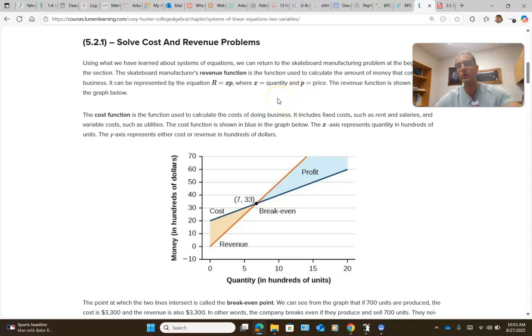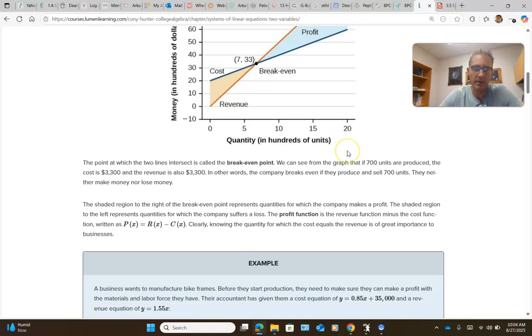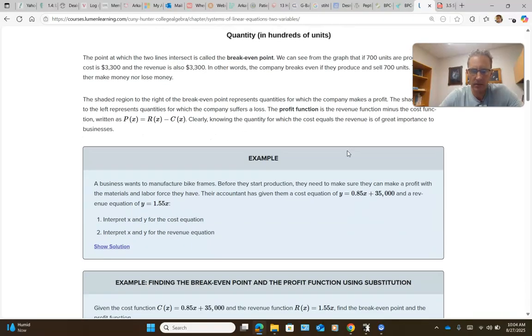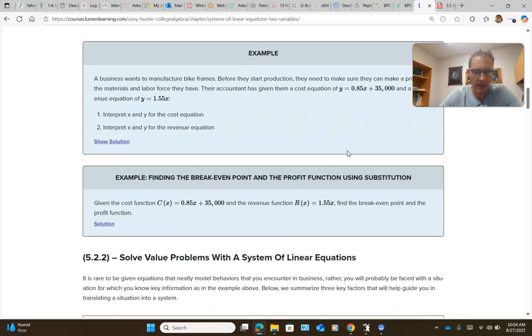Now I know we were able to solve something like this. We could have done it in section 2.4 just by simply subtracting the cost function from the revenue function and setting it equal to 0. That would be another way, but let's see what else. There's some good examples in here.